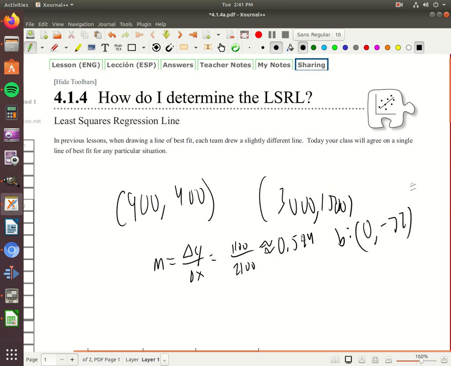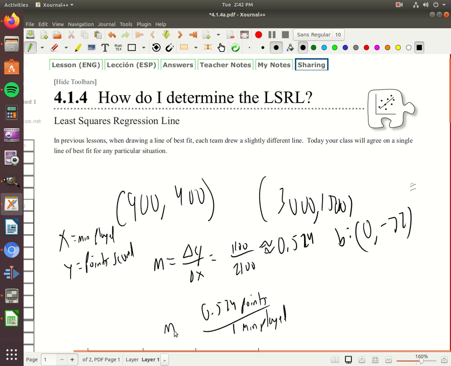So what does this mean in context? Well, in context, again, x was minutes played, and y was points scored. So this means I would expect to score 0.524 points for every 1 x, for every 1 minute played.